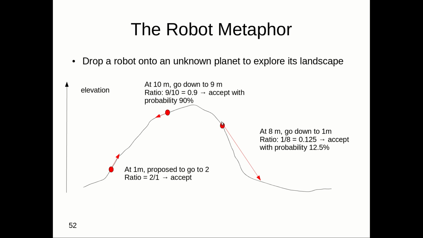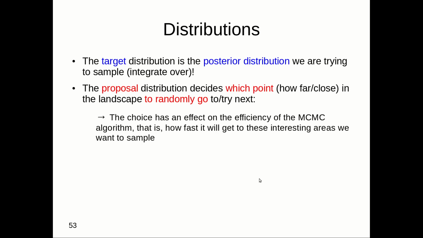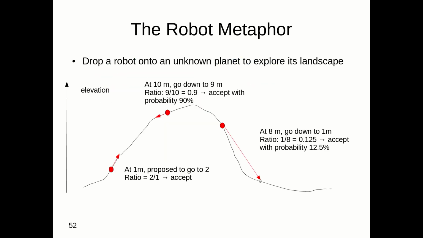Now if we're at 8 meters and go down to 1 meter, the elevation ratio is 1 over 8, so 0.125. This means that we will accept this new position with a probability of 12.5%. Okay. So this is basically how this acceptance-rejection works.